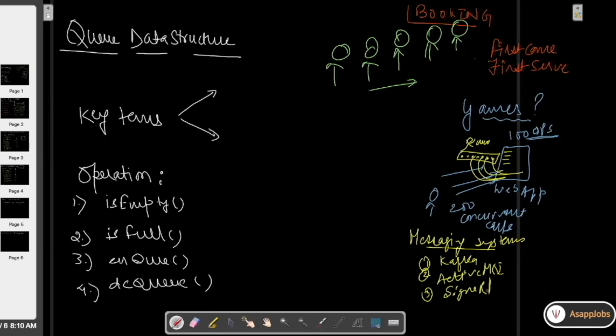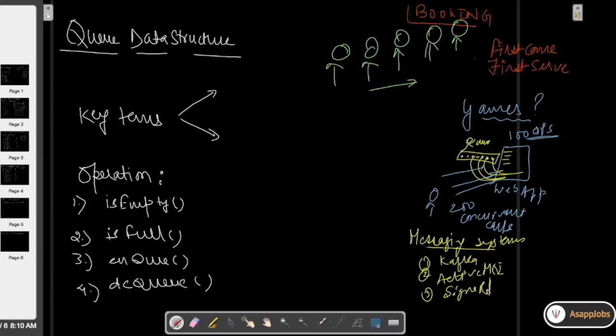There are multiple implementations of it. The most famous among them are Kafka, ActiveMQ, RabbitMQ, and even Redis to some extent, and maybe there are so many implementations. Even all the cloud providers have their own messaging system. For example, AWS has its own support for a messaging system.